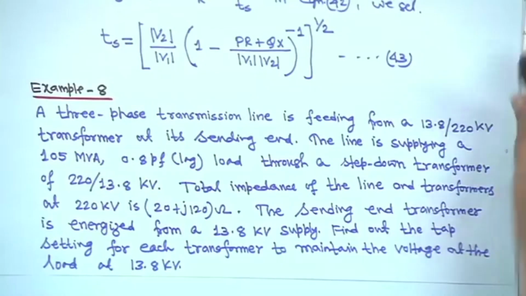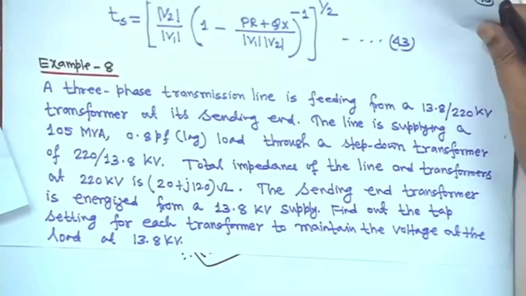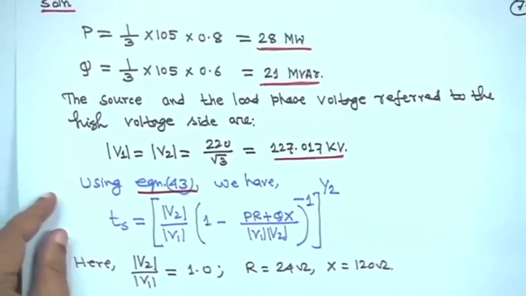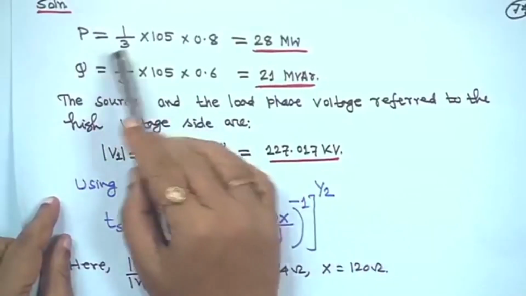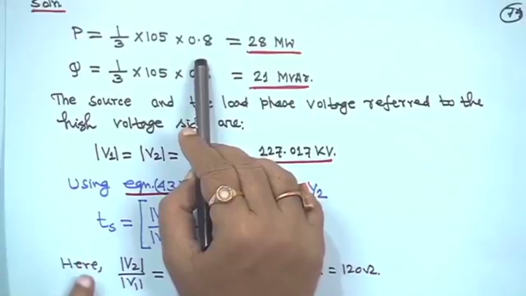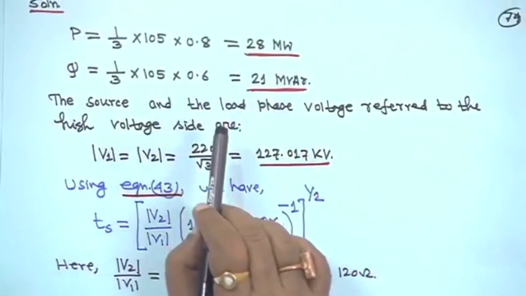Now, this is a simple problem. The line is supplying 105 MVA at 0.8 power factor lag. So it is a 3-phase, so P is equal to 1 upon 3 into 105 multiplied by power factor 0.8. So it is 28 megawatt.